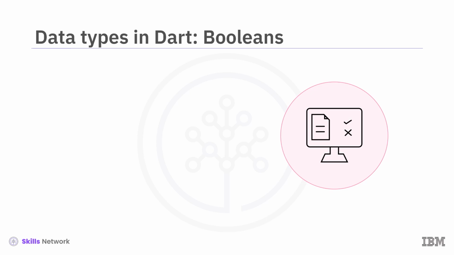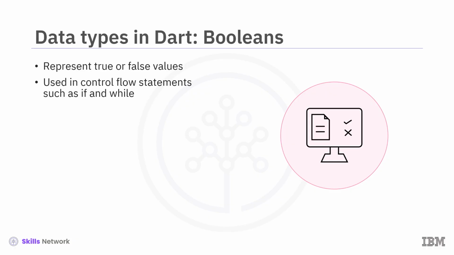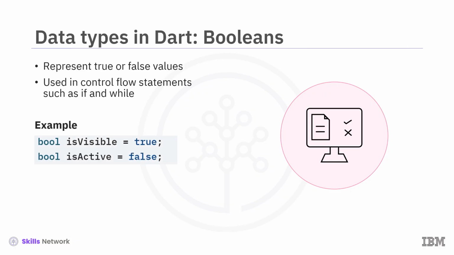Another data type in Dart is booleans, representing true or false values. You can use booleans in control flow statements such as if and while. This code snippet illustrates the use of booleans.